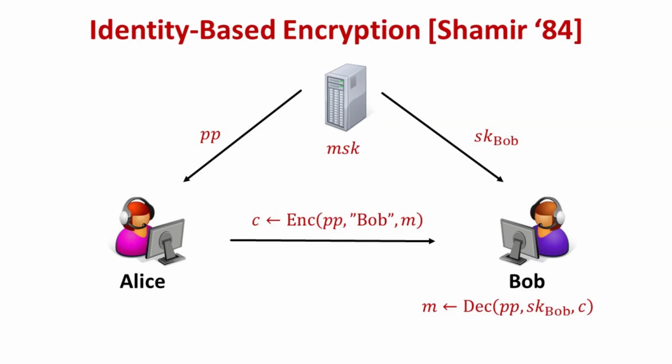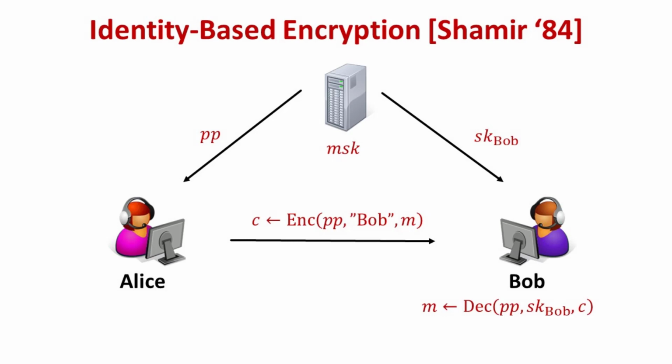Let's start by quickly reviewing the notion of identity-based encryption. The notion of identity-based encryption proposed by Shamir back in 1984 extends the classic notion of public key encryption by essentially allowing any string to be used as a public key.